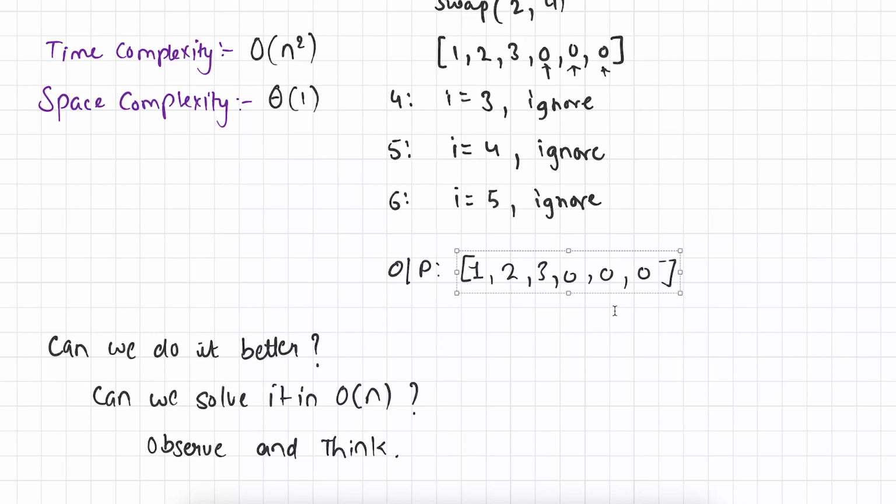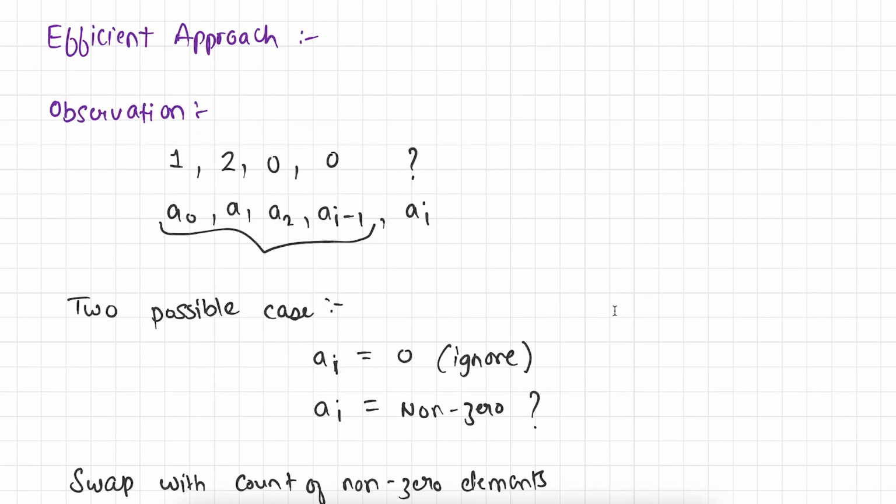Do one thing, just write the input array on a piece of paper, observe that input, and think about another approach to solve this problem in linear time complexity. So I hope you have got some idea to solve this problem in linear order of growth. Now let's see the efficient approach to solve this problem. And this efficient approach is based on this observation.